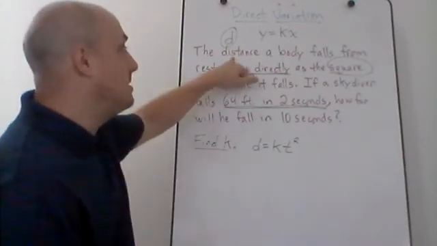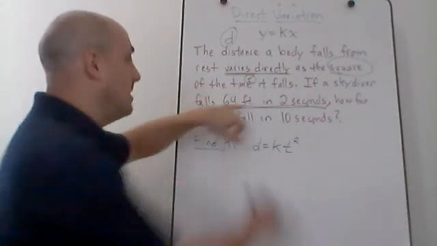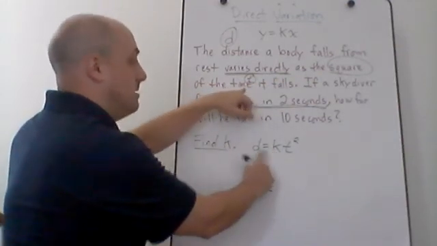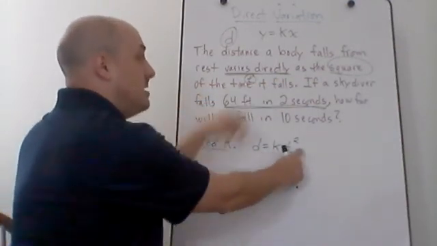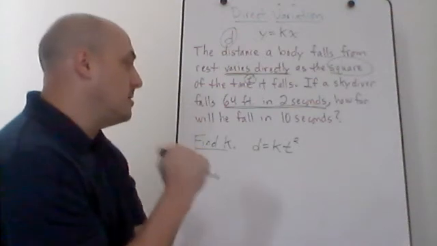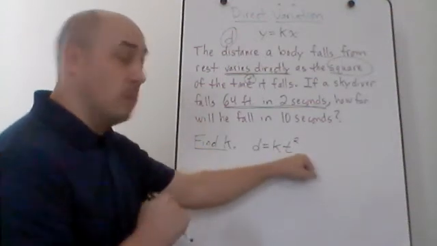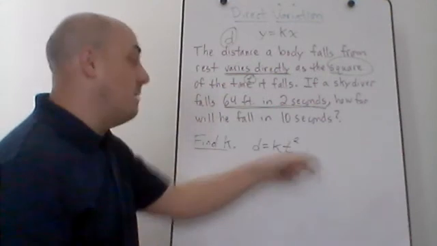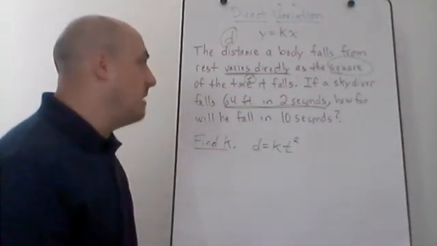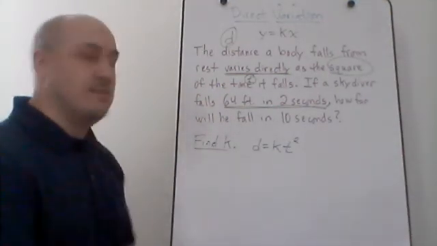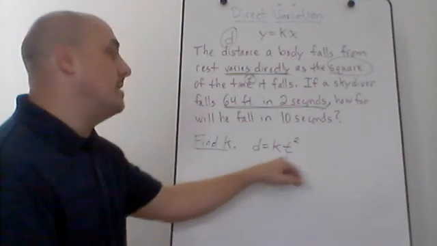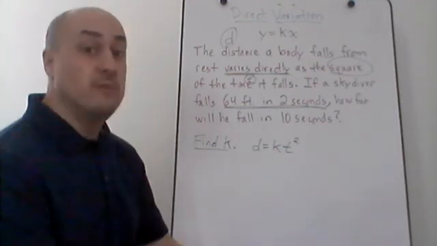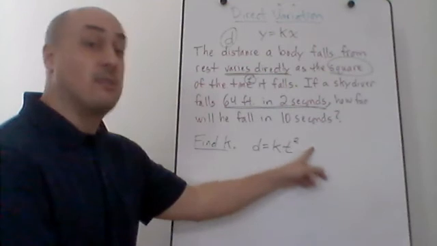So my distance d varies directly, so d equals k, as the square of the time t. So d equals k times t squared. So in direct variation, that constant k is multiplying the other variable, and in this case it's multiplying the square of the time, which means t squared. You could have direct variation where it varies directly as the square root of something, so it would be like k times the square root of t, or it could vary directly as the cube of time, so it would be k times t to the third power.